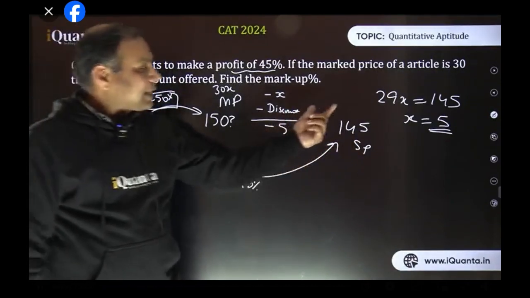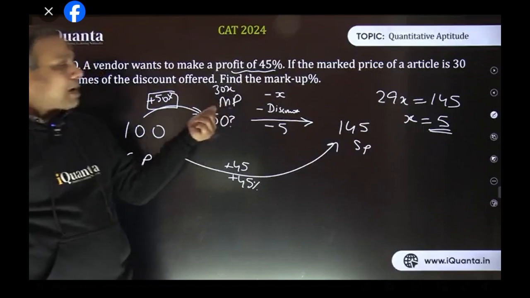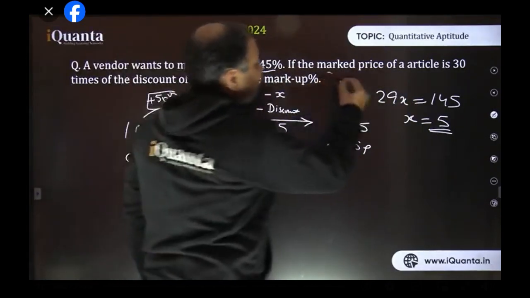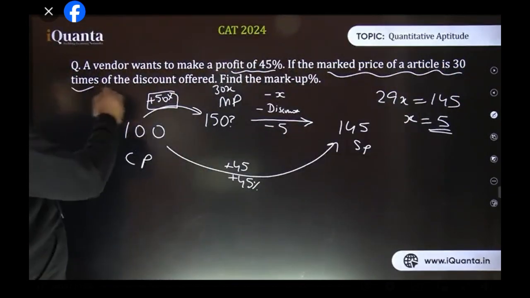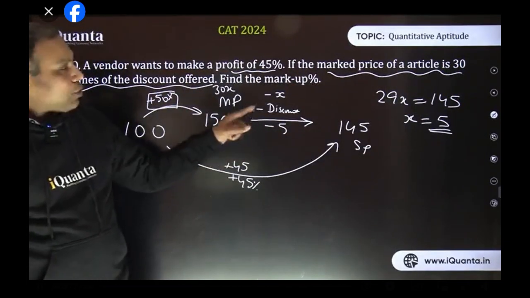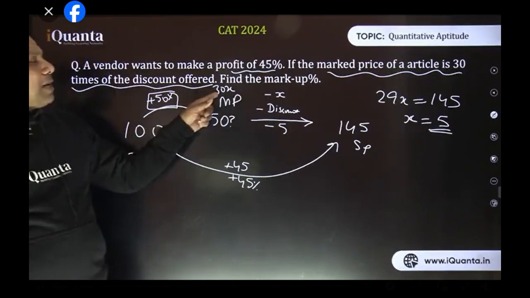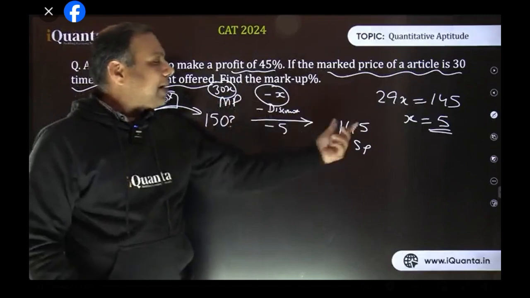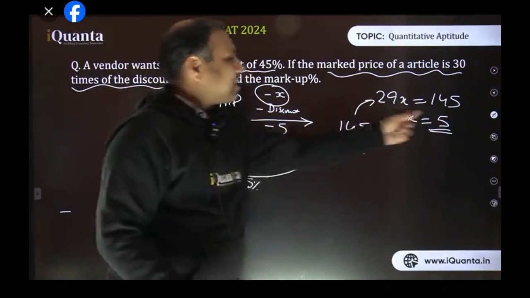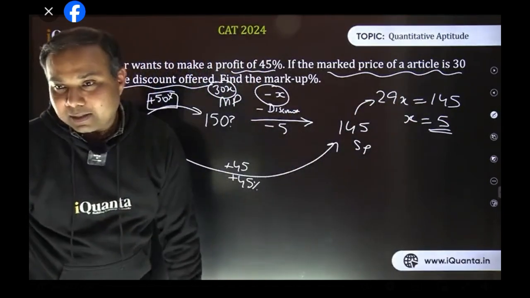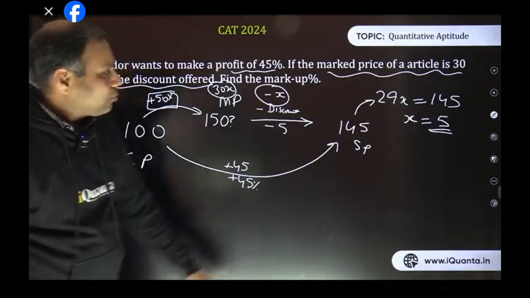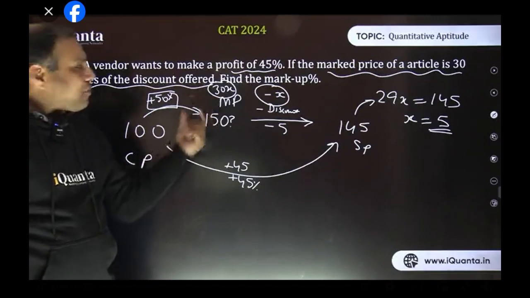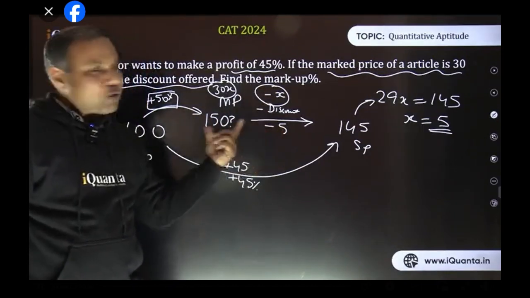Fine. Now this selling price has been obtained by giving a certain discount on the mark price. The relation between mark price and discount is given by this statement, which says that the mark price of the article is 30 times the discount offered. So if the discount was X rupees, the mark price value is 30X. And if you give a discount of X rupees on 30X, how much will you have to pay? 29X. So this 145 is basically 29X, and we got the value of X. That's it. So we got the value of X as 5, and 30X is 30 times 5, that is 150. So on a mark price of 150 you got a discount of 5 rupees, and you need to pay 145.